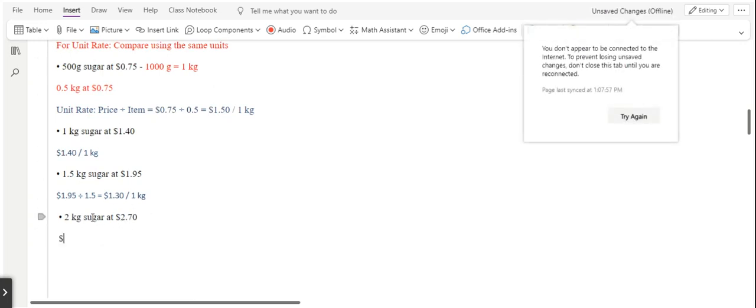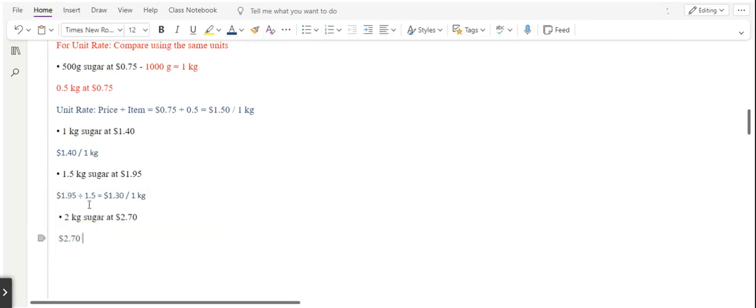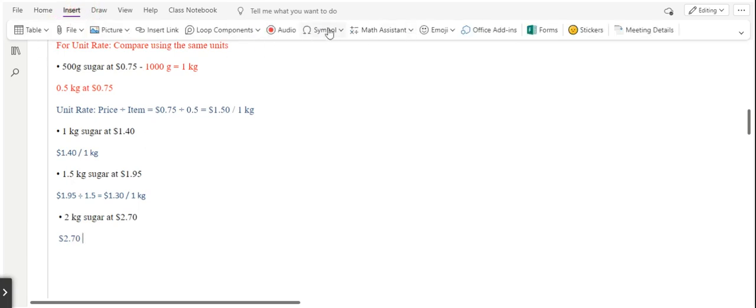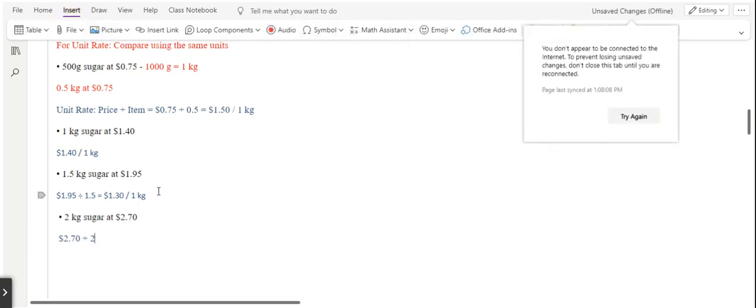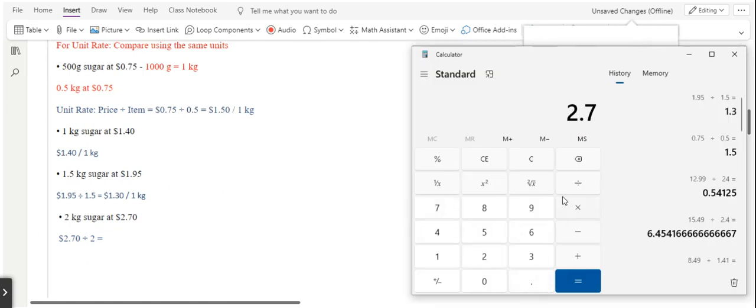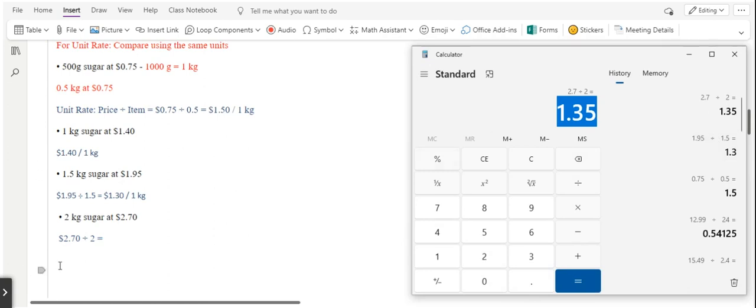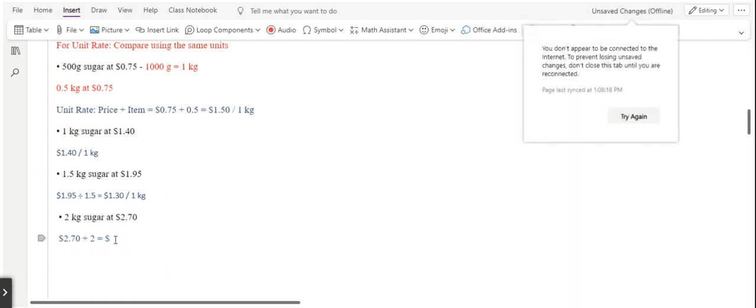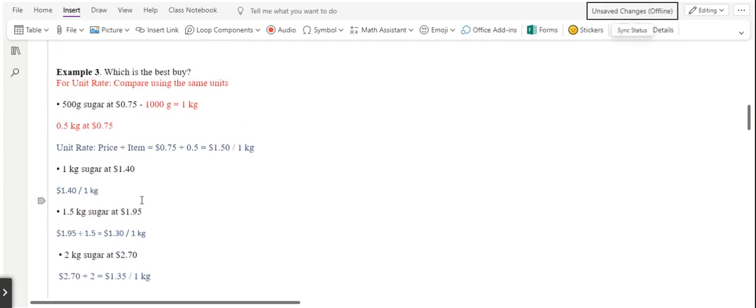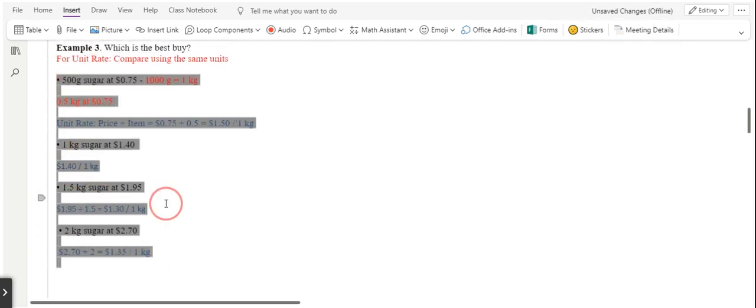And so we want to take our $2.70 and divide it by 2. And so if you were to take your 270 and divide it by 2, you get $1.35. And this is for 1 kilogram. Okay. And so here, this is all of the comparisons.